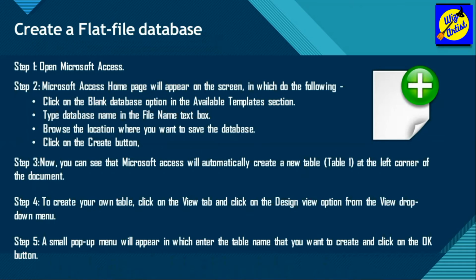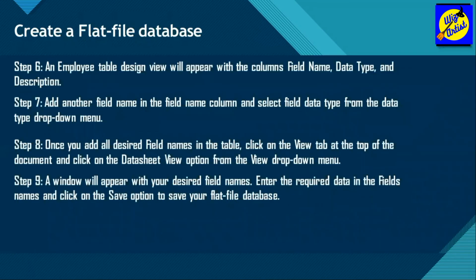You can see that the Microsoft Access will automatically create a new table with the default name as Table 1 at the left corner of the document. If you want to create your own table, click on the View tab, then click on the Design View option from the View drop-down menu. Once a small pop-up menu appears, enter the desired table name that you want to create and click on OK button. An employee table design will appear with the columns field name, data type, and description.